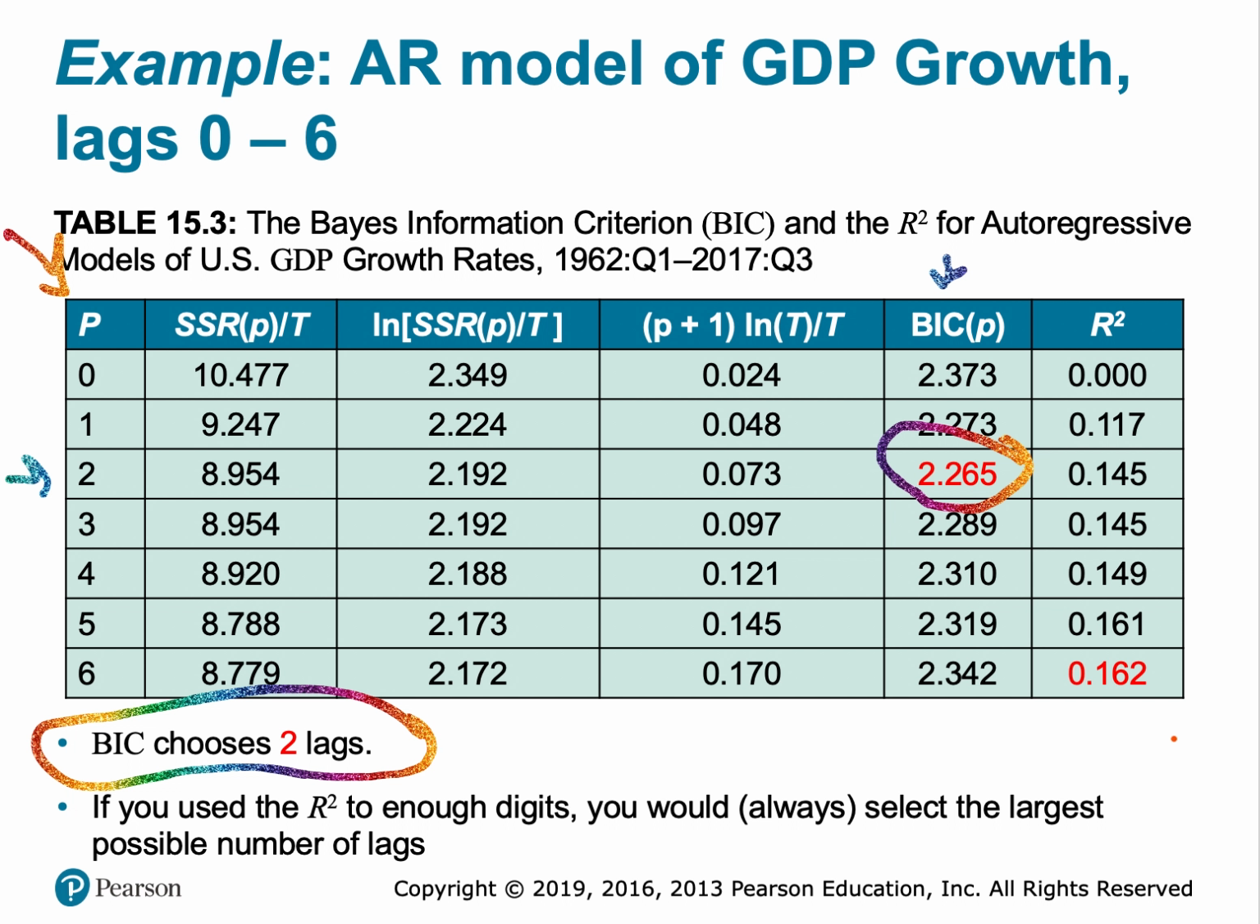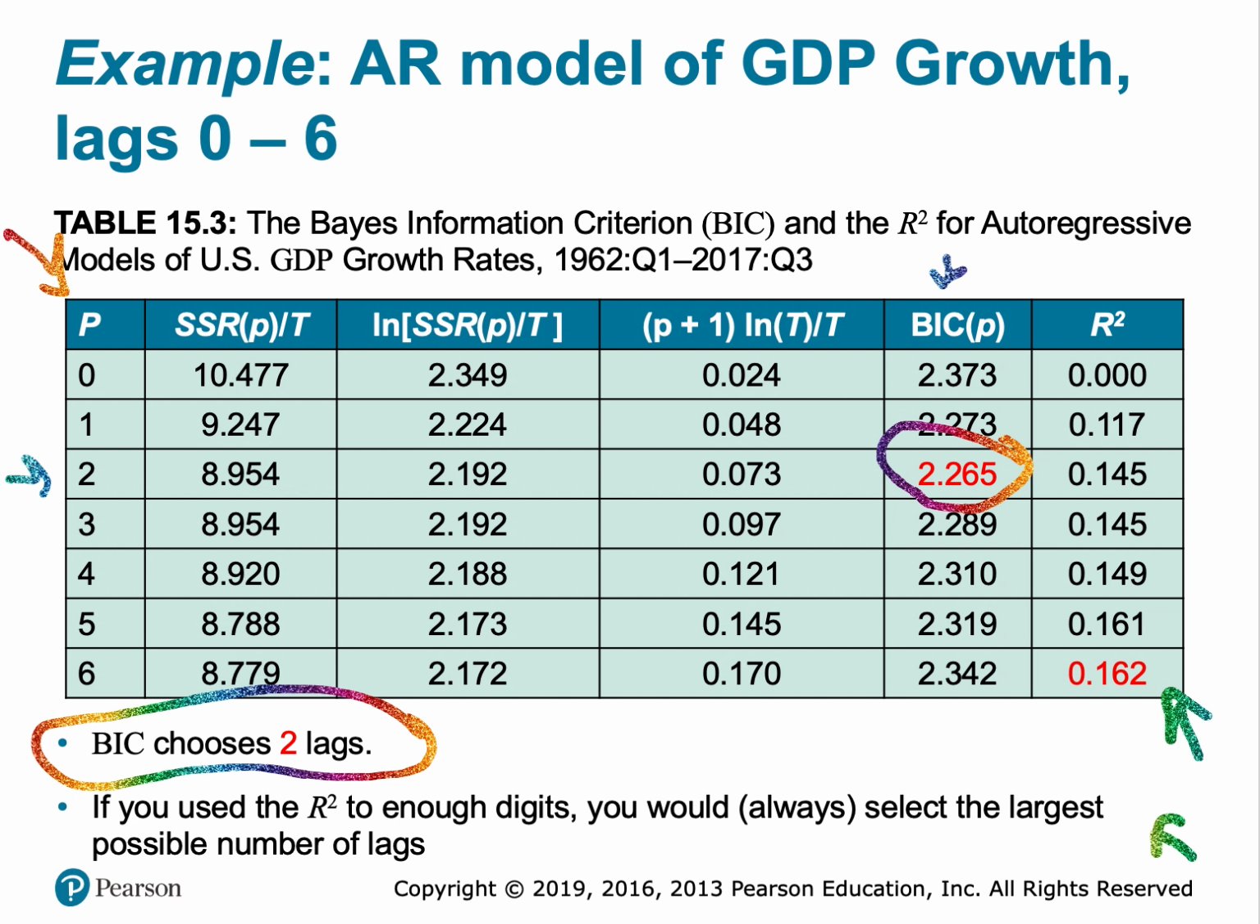Also, observe that if you just used R squared to choose the number of lags, you would always select the largest number of lags. And that's because R squared always goes up as you add variables. So you're always going to choose the largest number of lags. So we're not going to use R squared to choose how many lags to include. We're going to use information criteria, and we're going to choose the number of lags that minimizes the information criteria.